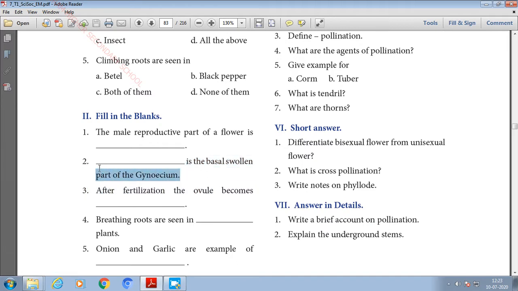For this the answer is ovary. Ovary. So dash is the swollen part of the gynoecium. Here the answer is ovary.